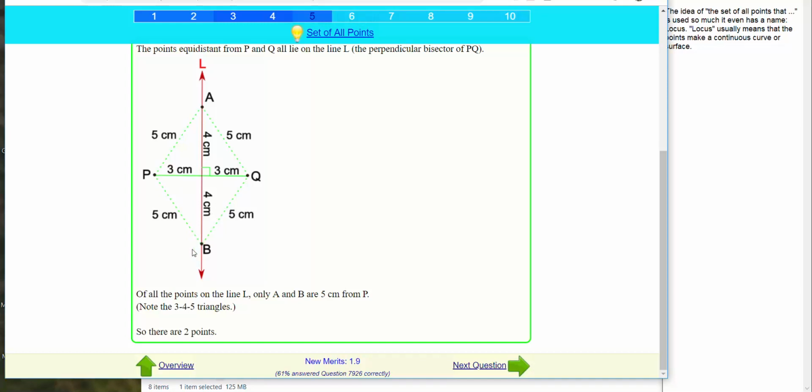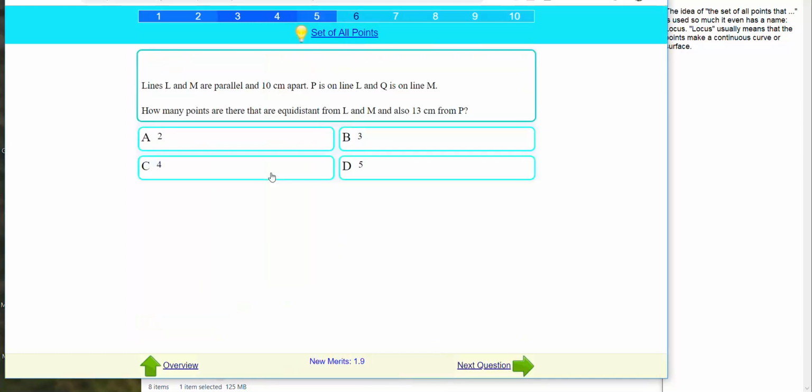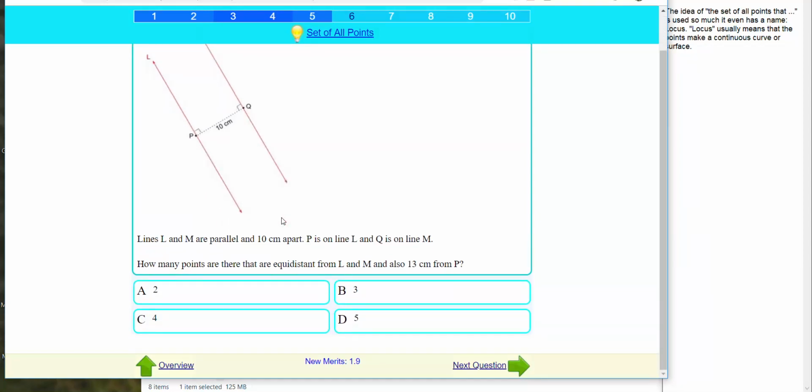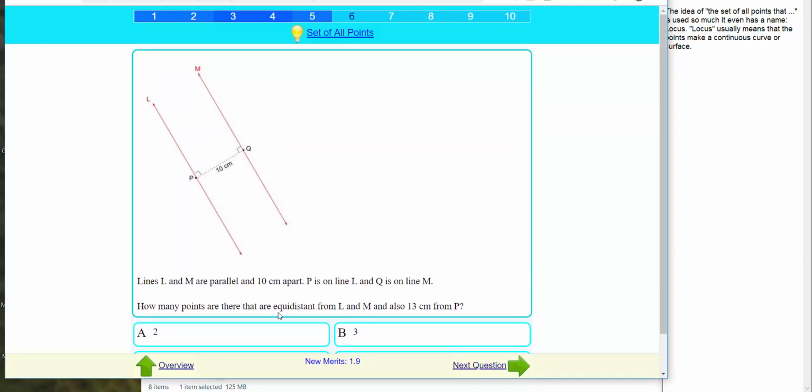3, 4, 5 triangles. Cool. The lines L and M are parallel and 10 centimeters apart. P is on line L, and Q is on line M. Okay. How many points are there that are equidistant from L and M, and also 13 centimeters from P?